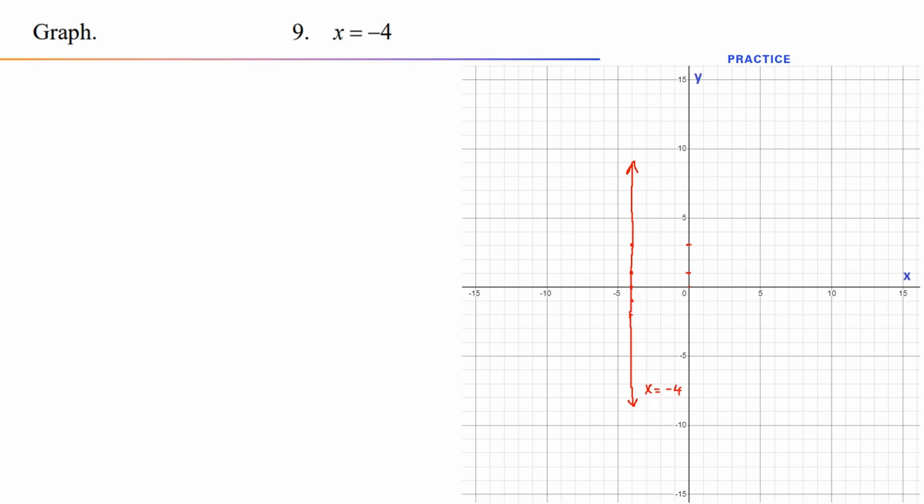And if we look at the word vertical, it starts with a V. And remember, always have reflected it, you will have an X. So X for vertical. Vertical is X equal some number.